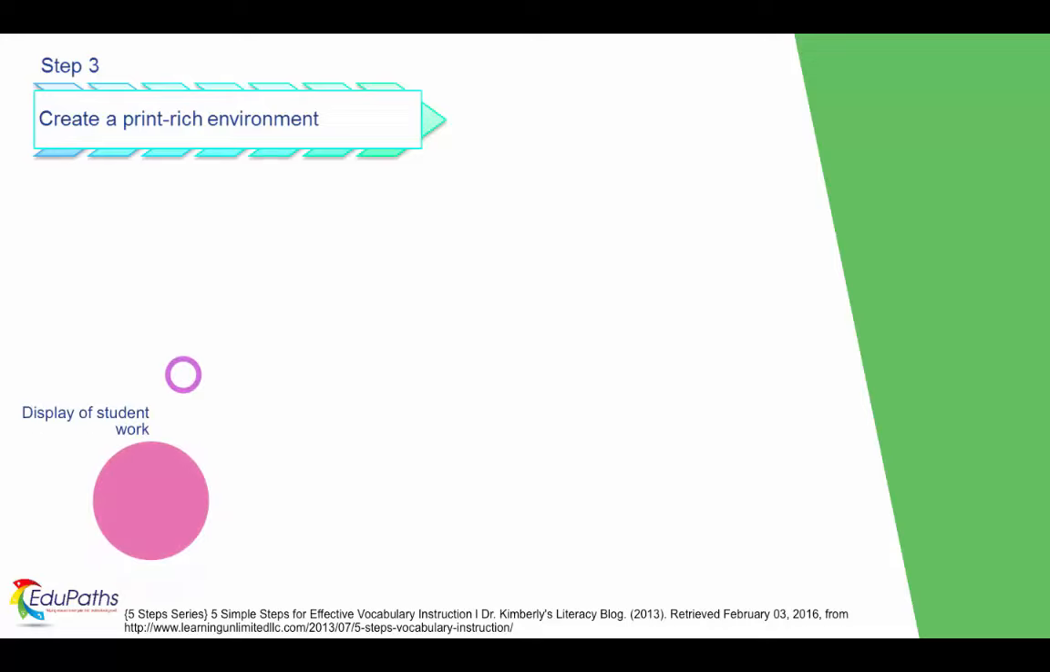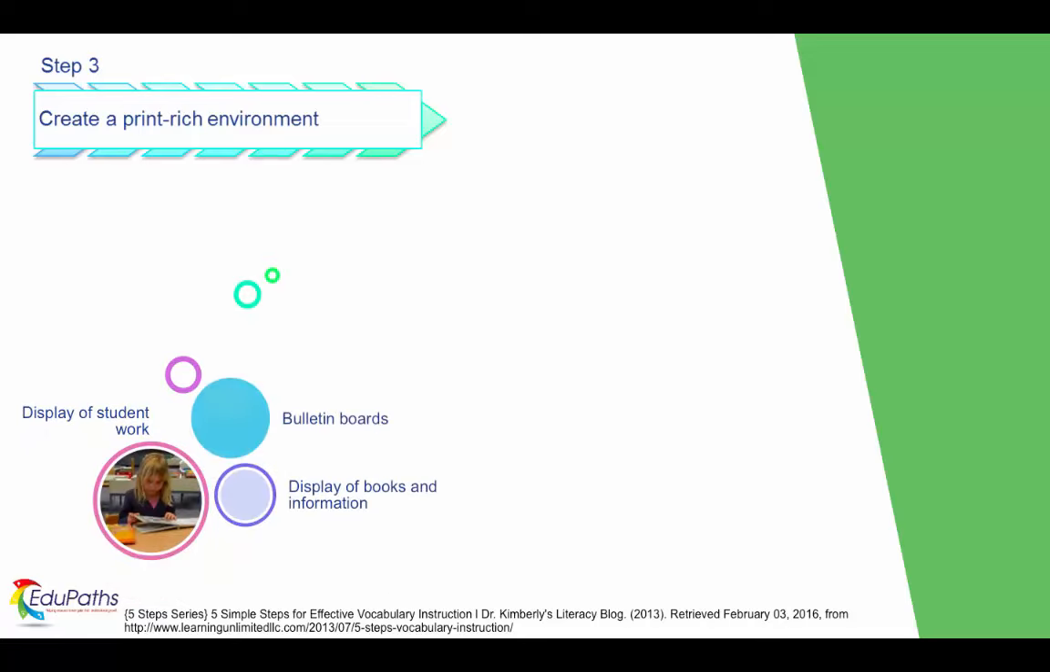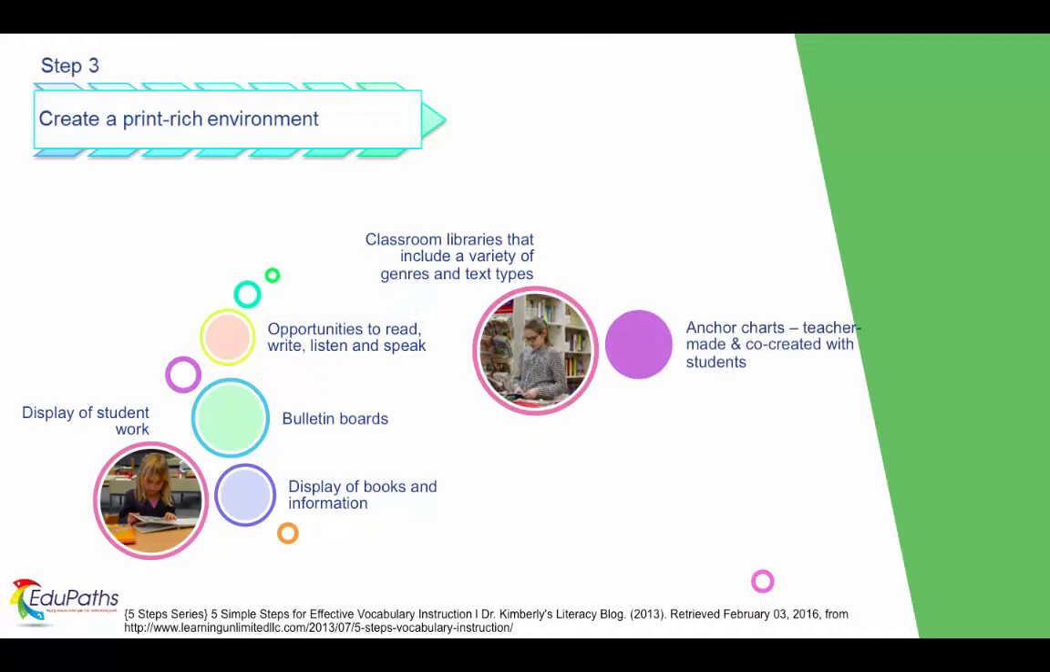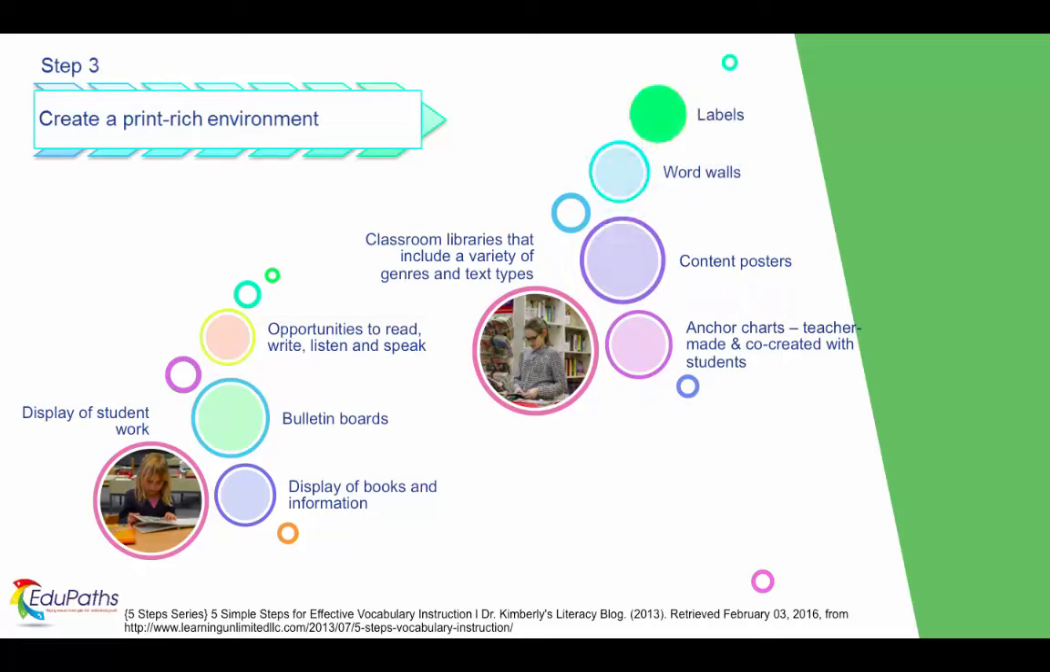Begin with a display of student work, student books and information, bulletin boards, opportunities to read, write, listen, and speak. And then, since you probably already have these in place, as time and money allow, try adding a few of these pieces. Classroom libraries that include a variety of genres and text types. Perhaps you've got anchor charts, some that you create and some that you co-create with students. Content posters, word walls, labels on things, literacy workstations, writing centers, computers.